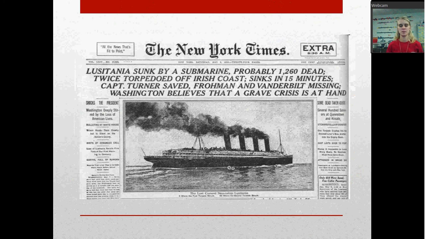A couple other quick little images here. So this is just a newspaper article in the New York Times about the sinking of the Lusitania, basically saying there's a lot of people dead.